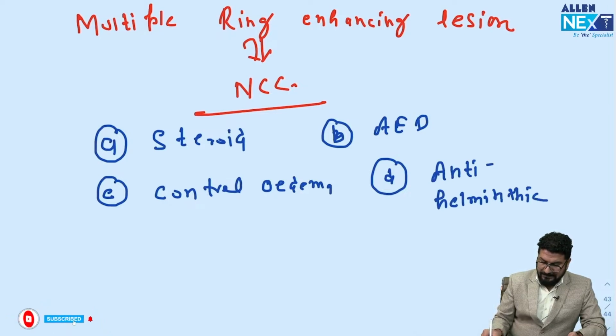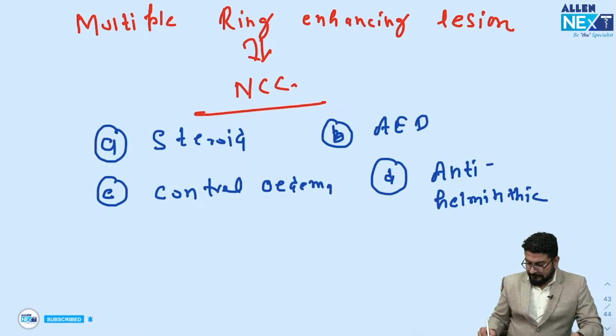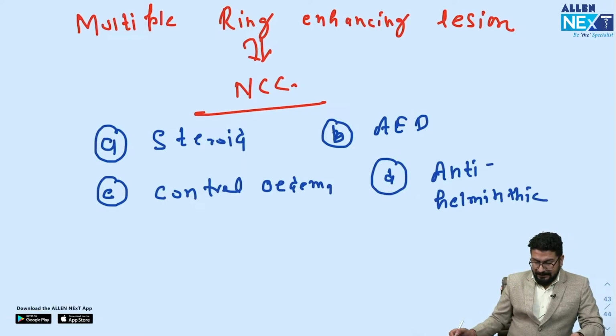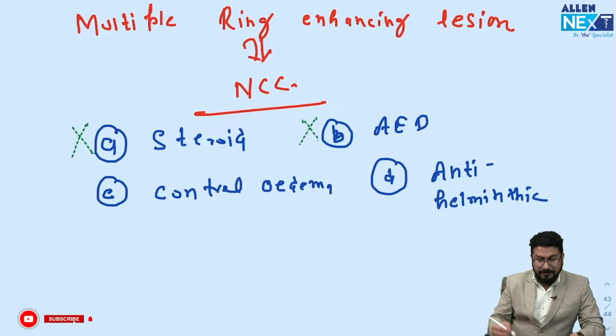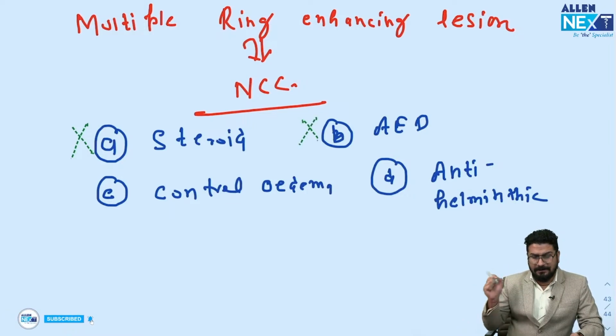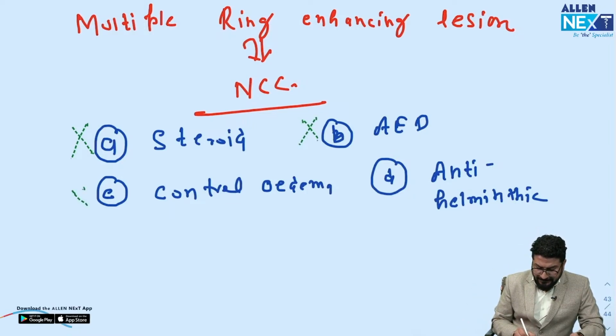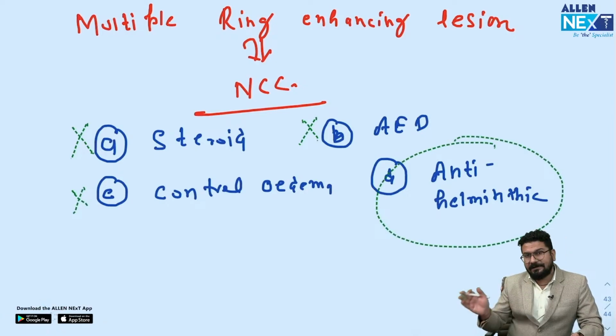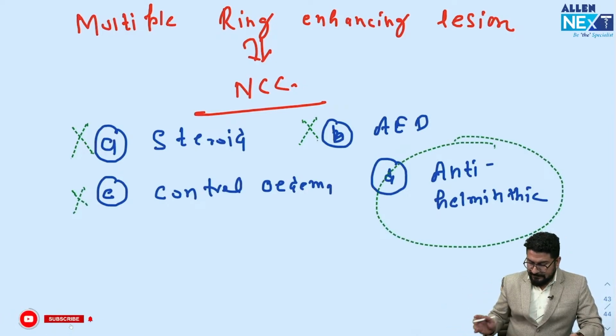So understand this question, it's a case of neurocysticercosis. Steroid we can use. Why steroid? Because this will decrease the inflammation and also decrease the edema. Anti-epileptic drugs we can give because this will control the epilepsy and the seizure. We can control edema by giving drugs like mannitol, but anti-helminthic drugs are not needed on urgent basis. Is it clear? So this is the answer for this question about NCC.